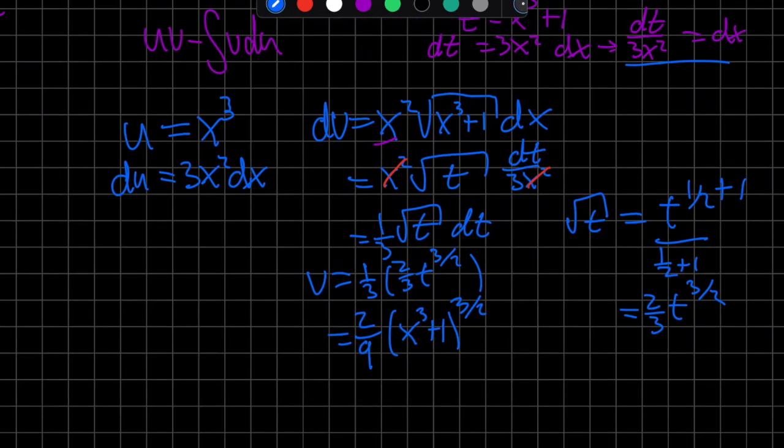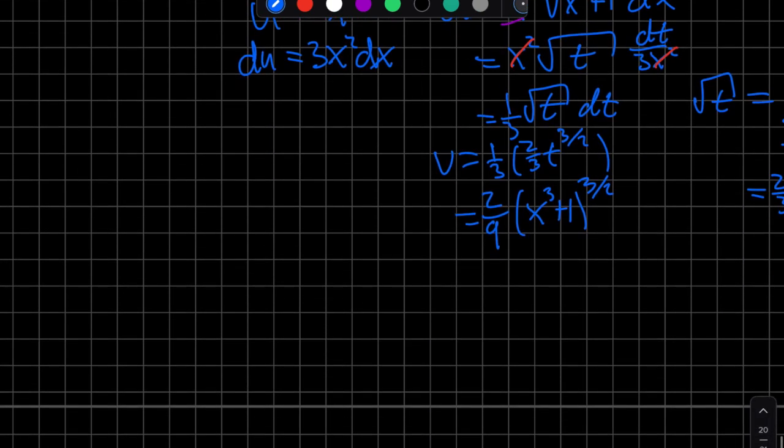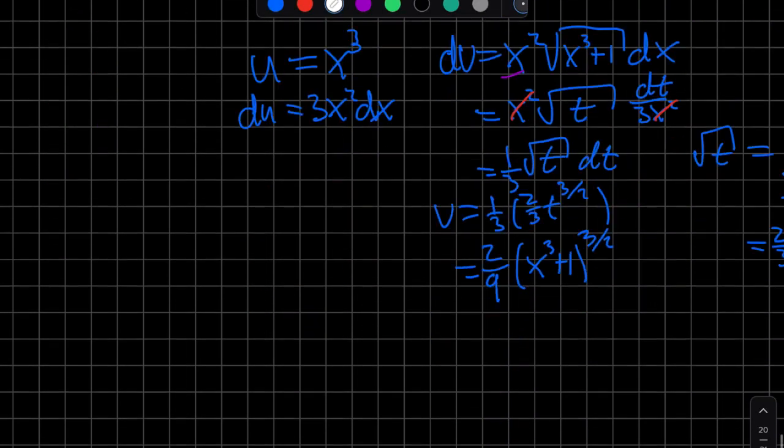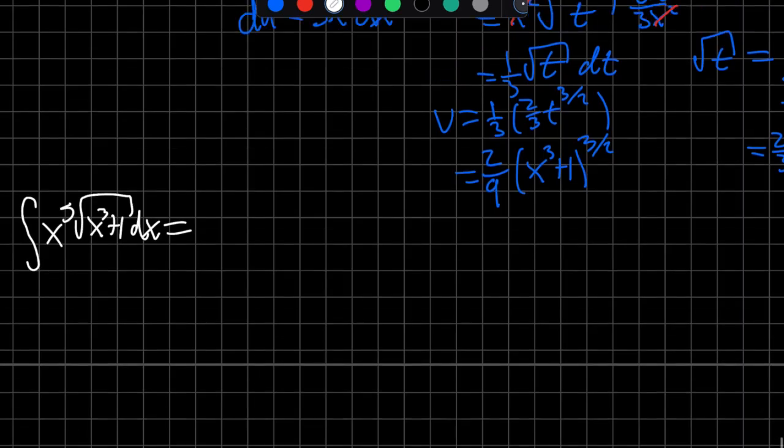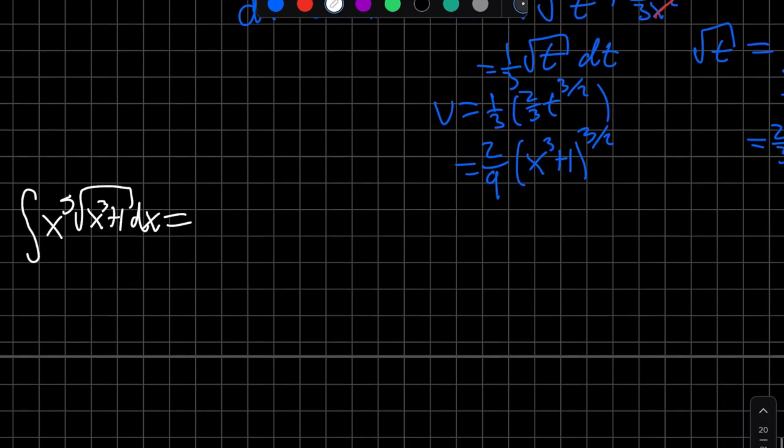We have our u, we have our du, dv, and our v. So now with the integration by parts formula, right? So let's go ahead and rewrite our integral over here. We have that x to the 5th times the square root of x cubed plus 1 dx equal to uv. So our u is x cubed, and then our v is this big 2/9 x cubed plus 1 to the 3/2 power.